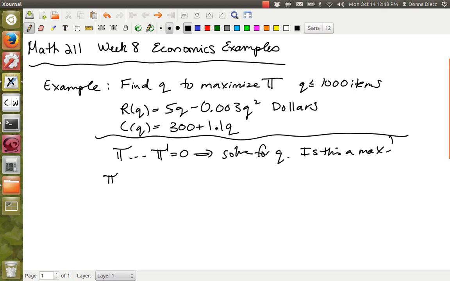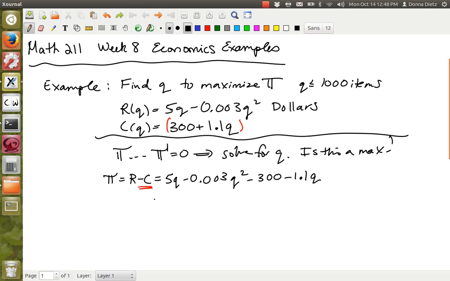So pi is equal to profit, revenue minus cost, and so it's 5Q minus 0.003 Q squared. And now if I'm going to put parentheses around C so I can subtract it from R, I have to remember this sign has to switch. Okay, so I'm going to just write minus 300 minus 1.1 Q. Alright, I could combine these 2 terms, but I'll do that at the next step.